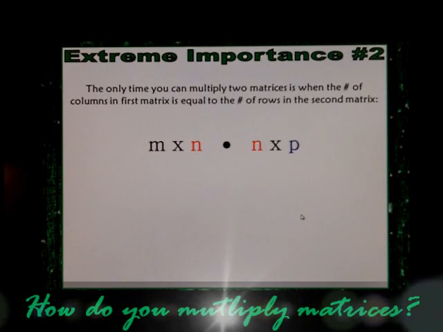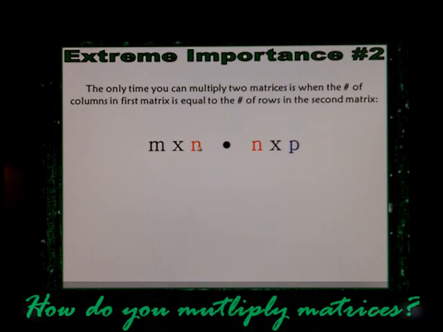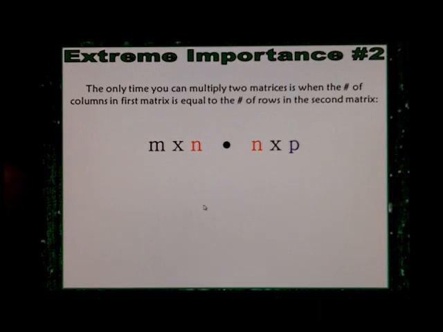Extreme importance number 2. As you see with what I just showed you, the number of columns has to equal the number of rows. Well, here's the deal. Once you determine whether you can multiply these matrices or not, why don't we then determine what the new matrix is going to look like in terms of the number of rows and number of columns. You can actually see that as well before we even do any multiplying.